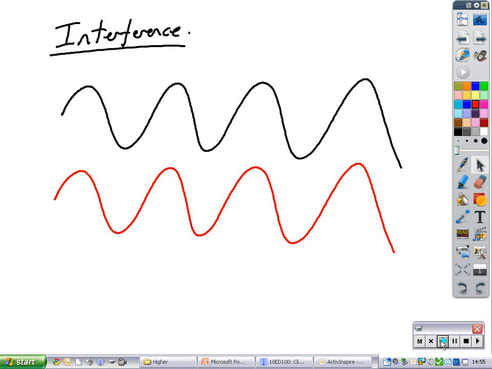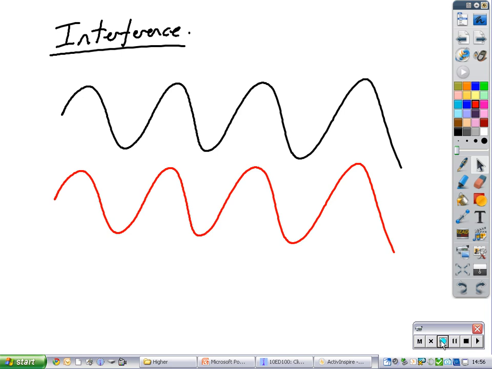Just by looking at them, Ross. We need to have the same what, Carson? The same wavelength, amplitude, period and frequency. Basically, same wavelength and same frequency. Now, if these waves have the same wavelength and the same frequency, we say these waves are coherent. Coherent means that they are the same as each other. So these are coherent waves.